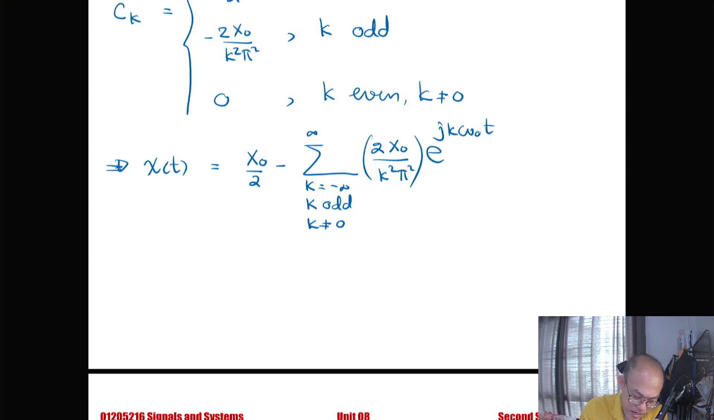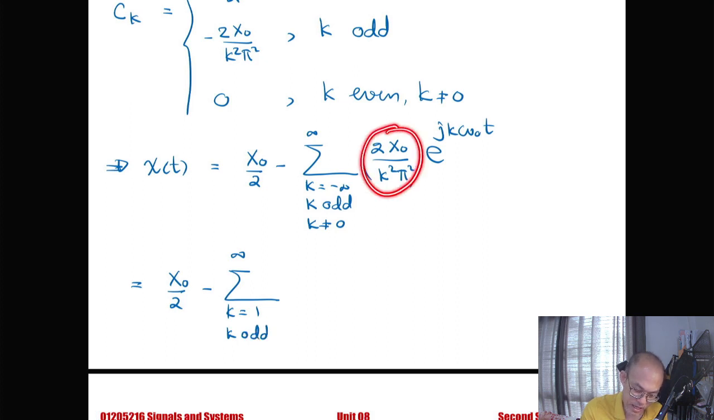Now I'm gonna write it down in the cosine form. So x0 over 2, and then minus summation k goes from 1 to infinity, k is odd, and then I have this is ck, right? This is the magnitude of ck, so I have to multiply it by 2. So I have 4x0 over k squared pi squared, and then cosine of k omega 0 t.